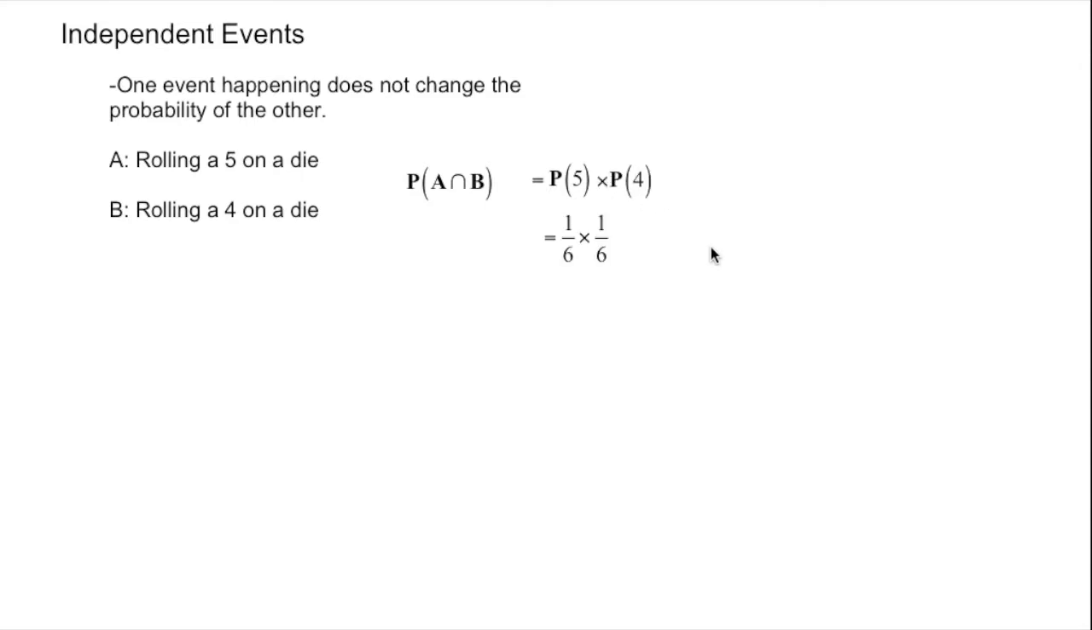Independent events. One event happening does not change the probability of the other. Rolling a 5 on a die is, let's say, event A, and event B is rolling a 4 on a die. If you're rolling the die twice, what's the probability of getting a 5 and then getting a 4? That would be the probability of getting 5 and 4. So the probability of rolling the 5 and rolling the 4 next would be the probability of rolling the 5 times the probability of rolling the 4, which would be 1/6 times 1/6, which is 1 out of 36. So these are totally independent. Notice the probability of the second one isn't affected by the probability of the first.